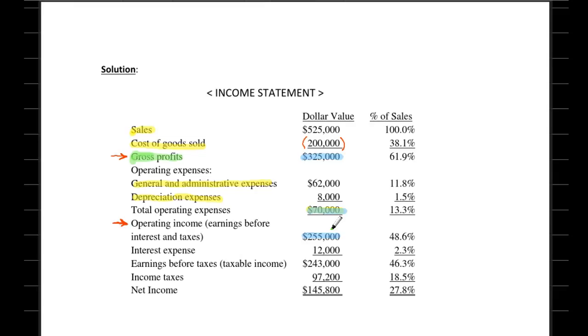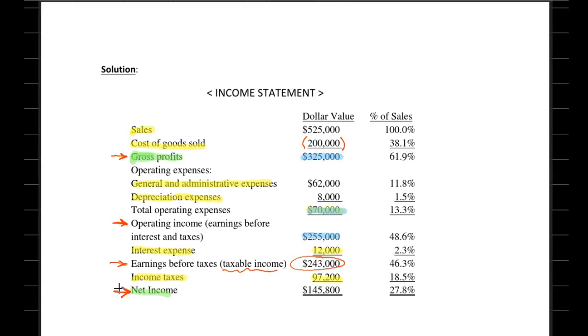Now we are ready to deduct interest expense and taxes from this figure. If you remember, interest expense was in the amount of $12,000. Once this is deducted from operating income, we come across the next term, which is earnings before taxes, or you can call it taxable income. In our case, our taxable income is $243,000. Based on this figure, we have income taxes in the amount given, and the difference between taxable income and income taxes provides us with our net income.